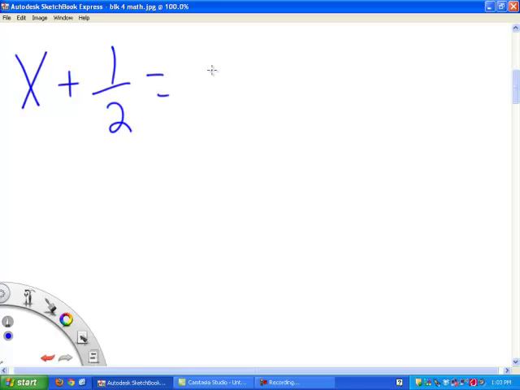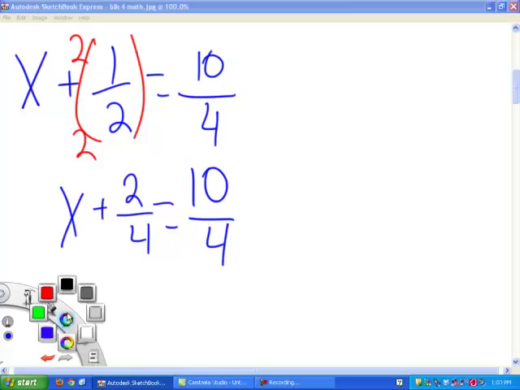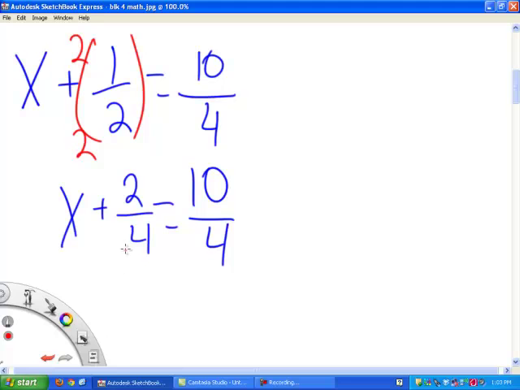So I can see that it's going to be x plus 1/2 equals 10 over 4. So what we're going to want to do is get these to have the same denominator. So I'm going to multiply both the bottom and the top by 2. And that's going to now give us x plus 2 over 4 equals 10 over 4. So now I want to get the x by itself. So I'm going to subtract 2 over 4 from both sides.